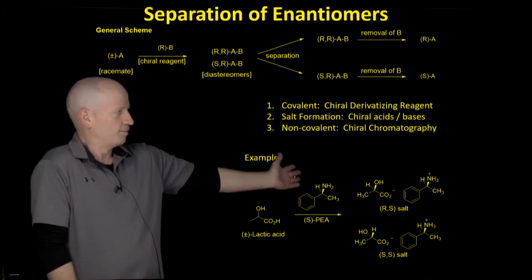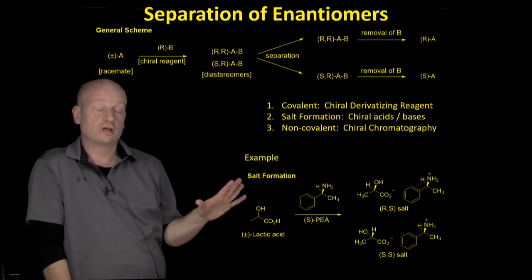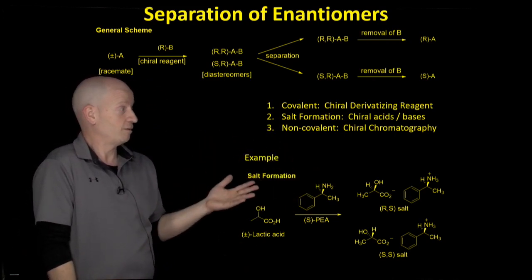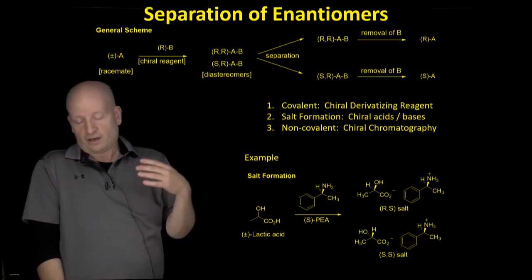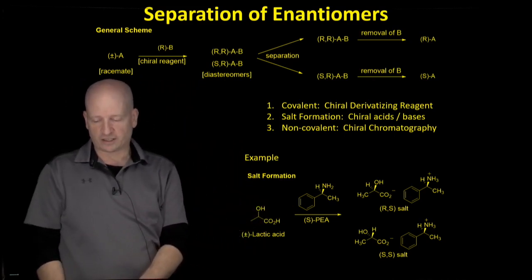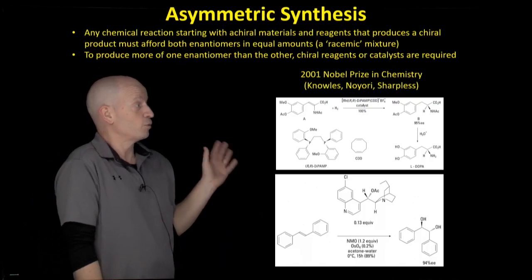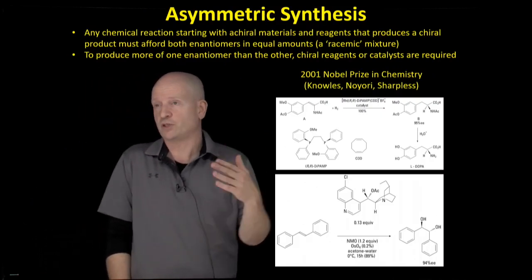But all of these require extra work and involve generating a significant amount of waste. It would be nice to just be able to go directly to a single enantiomer, which you can with what's known as asymmetric synthesis.